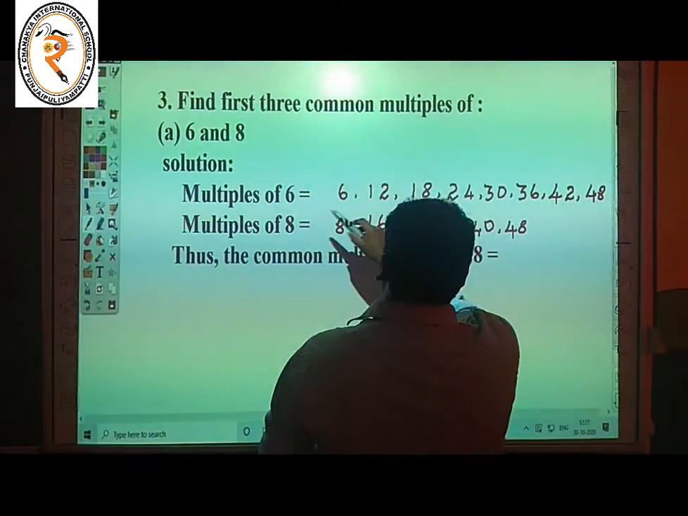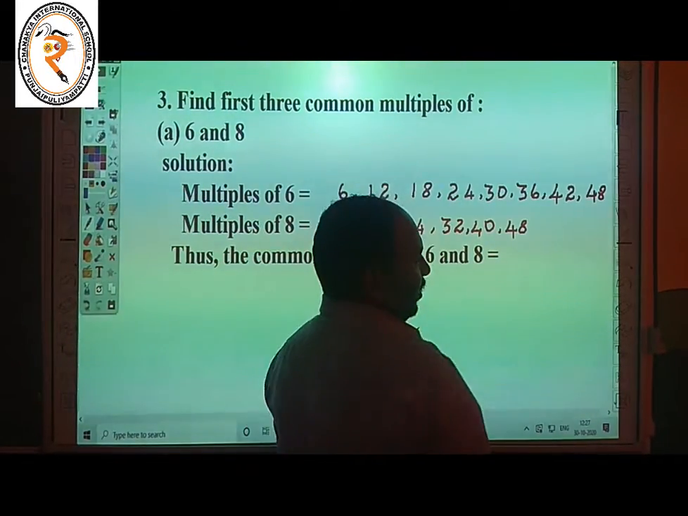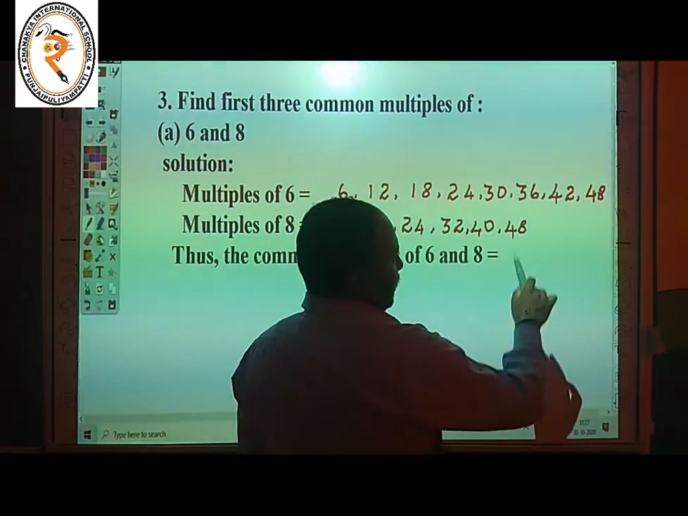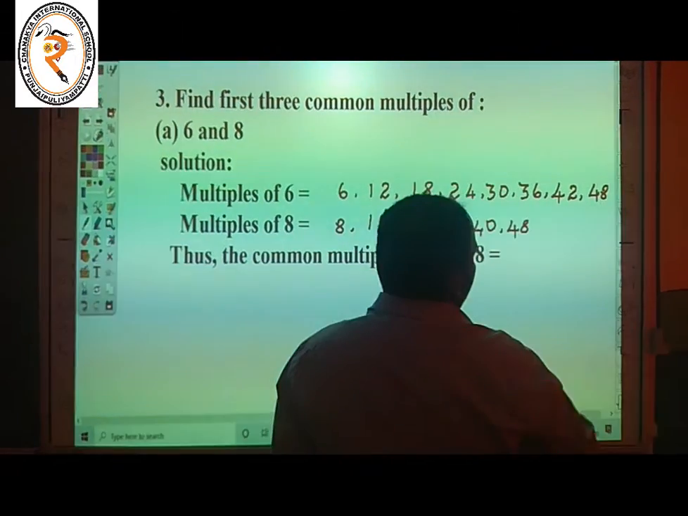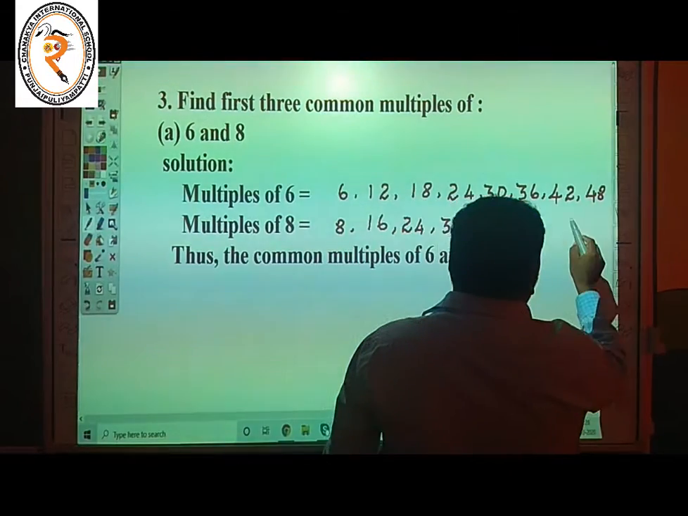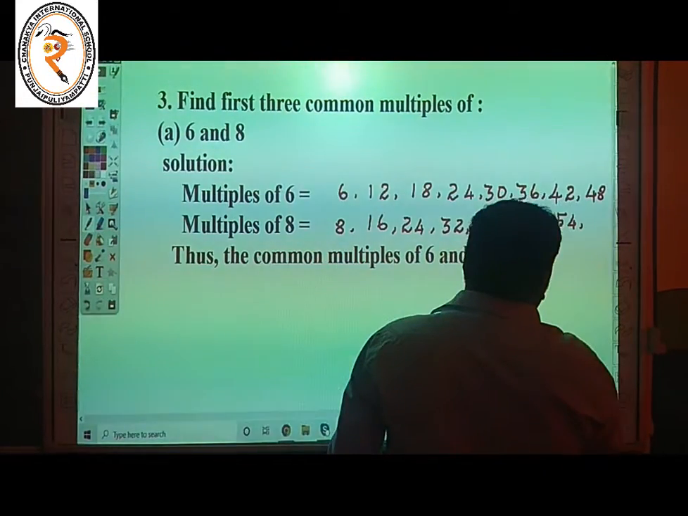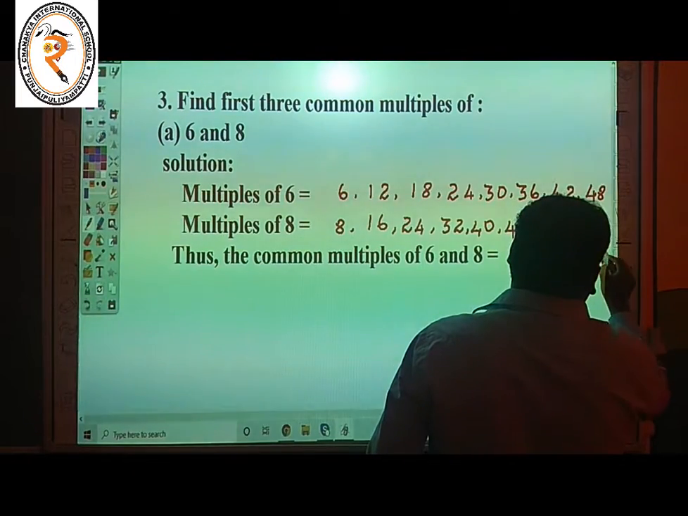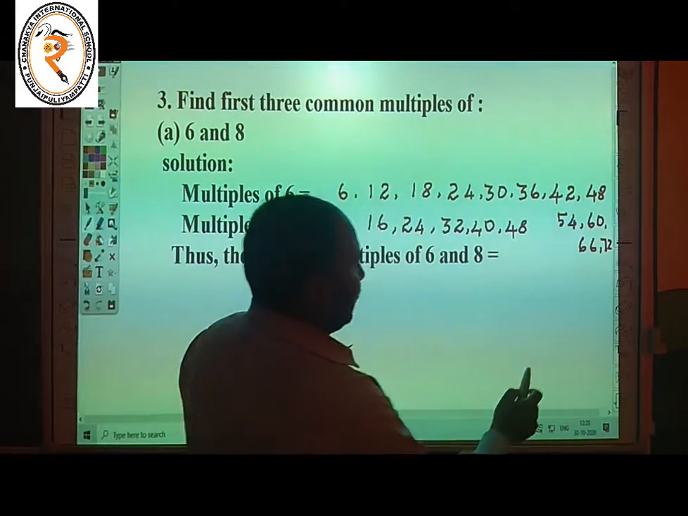So next one, 6 table: 1 6 is 6, 2 6 are 12, 3 6 are 18, 4 6 are 24, 5 6 are 30, 6 6 are 36, 7 6 are 42, 8 6 are 48, 9 6 are 54, 10 6 are 60, 11 6 are 66 and then 12 6 are 72.